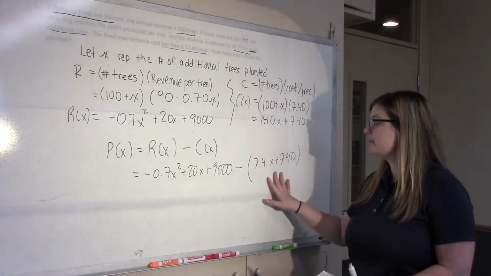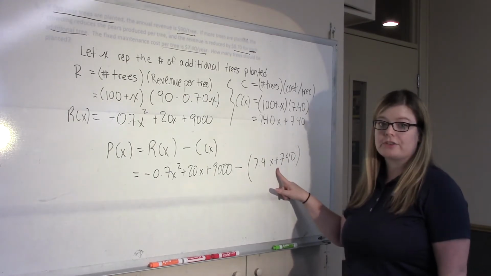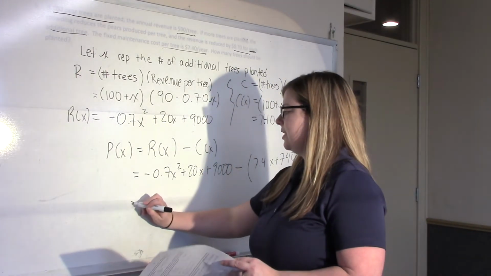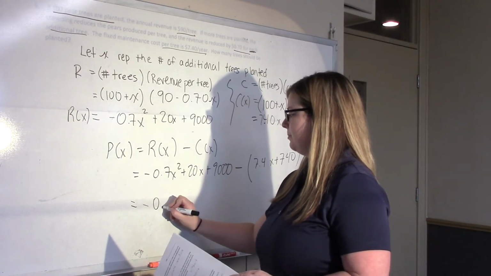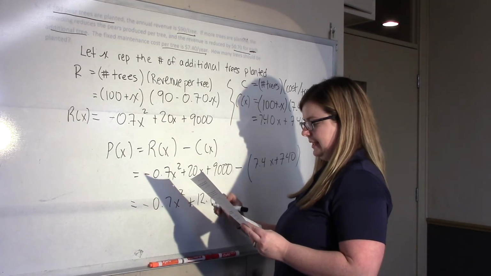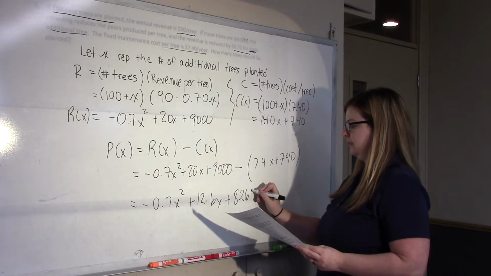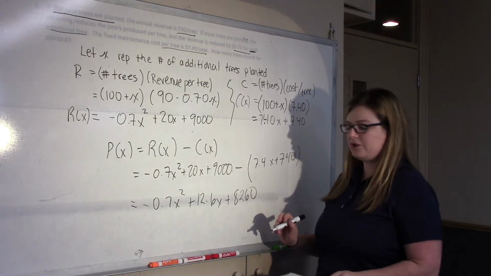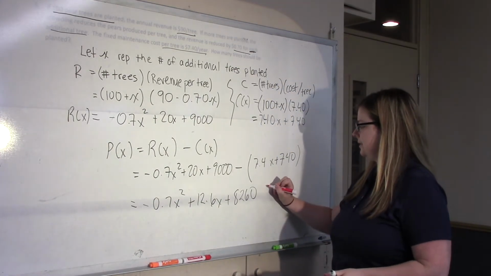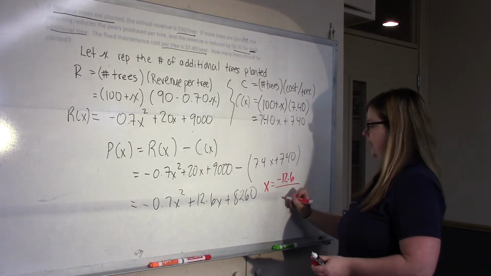This is another big source of error: people don't put this in brackets, and then they end up not distributing that negative. Very, very important step. Then you just collect like terms: minus 0.7x squared plus 12.6x plus 8,260. Now we have a profit function in standard form. So to find the vertex, we just do minus b over 2a.